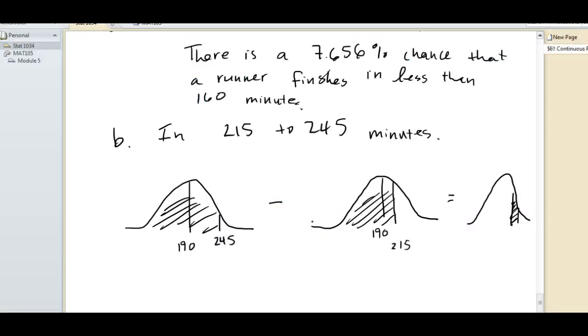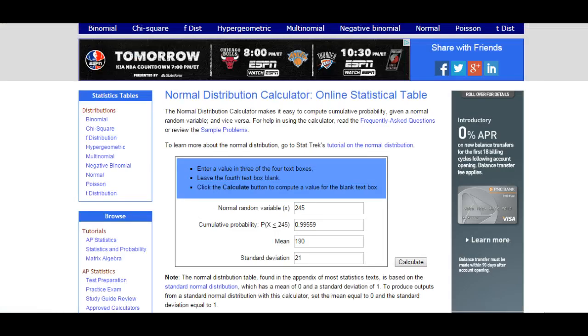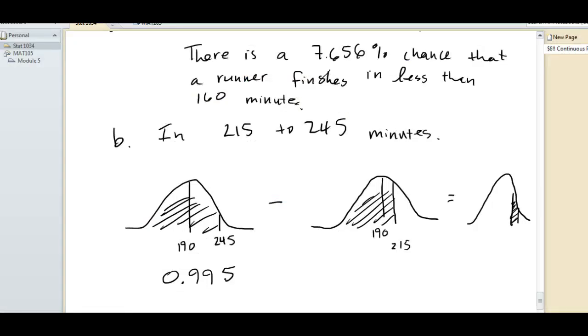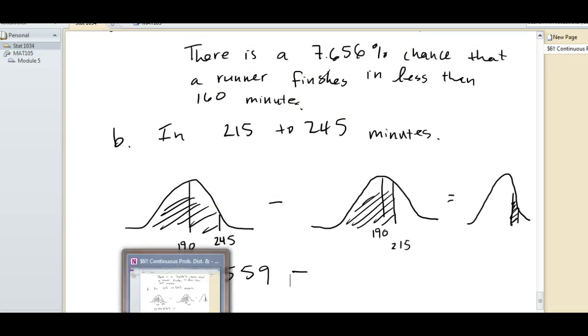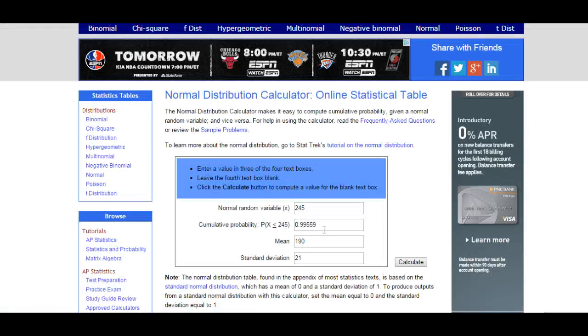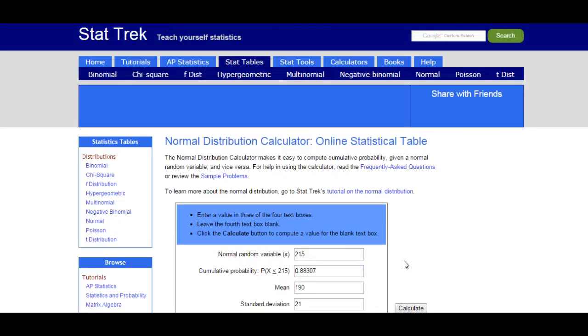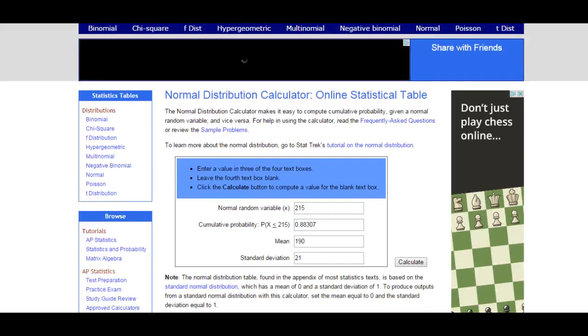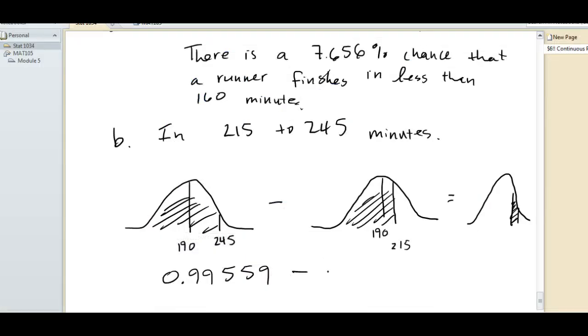Okay, so let's go back here. So this is 0.99559. Then let's figure out the other one. So we want to find the values less than 215. Calculate that. 0.88307, and this will give us the probability that we desire.